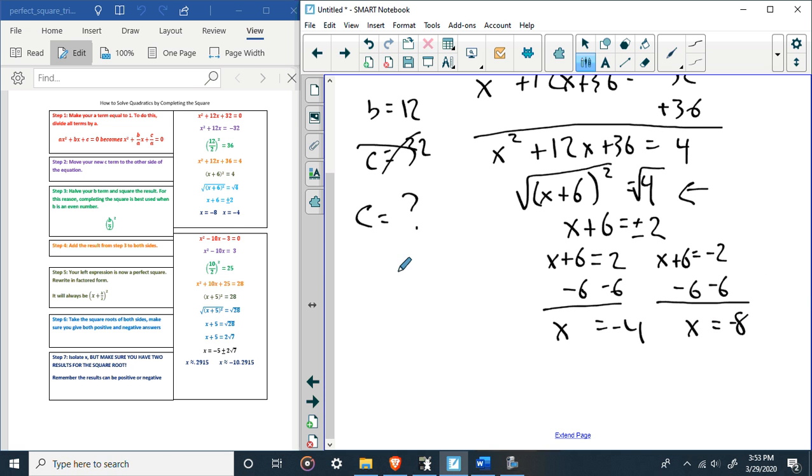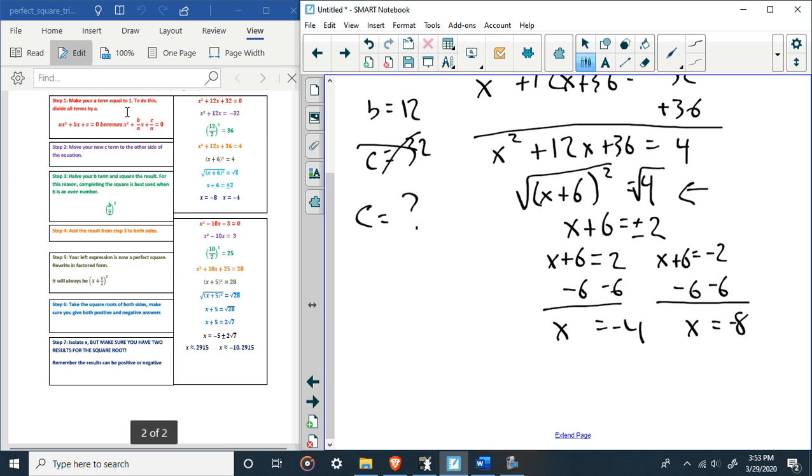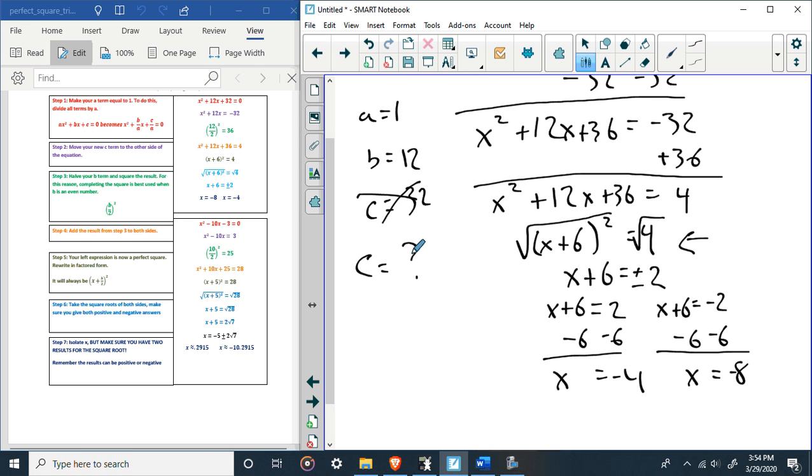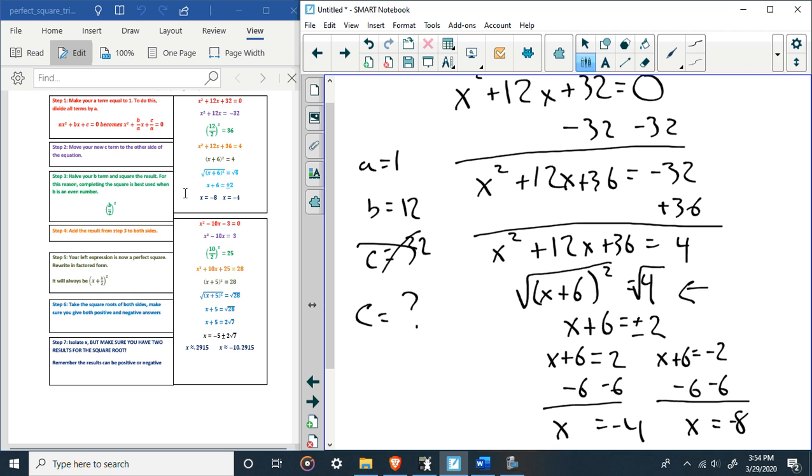So again, what are your steps? You're going to make sure a is equal to 1, move the c to the other side, find the new c term, add it to both sides. And now you're going to write it in factored form, take the square roots, and express your answers. You can follow these steps one by one, and I'll take you through all these problems. We're going to be focusing on these today and these tomorrow. So let's take a look at a few more.